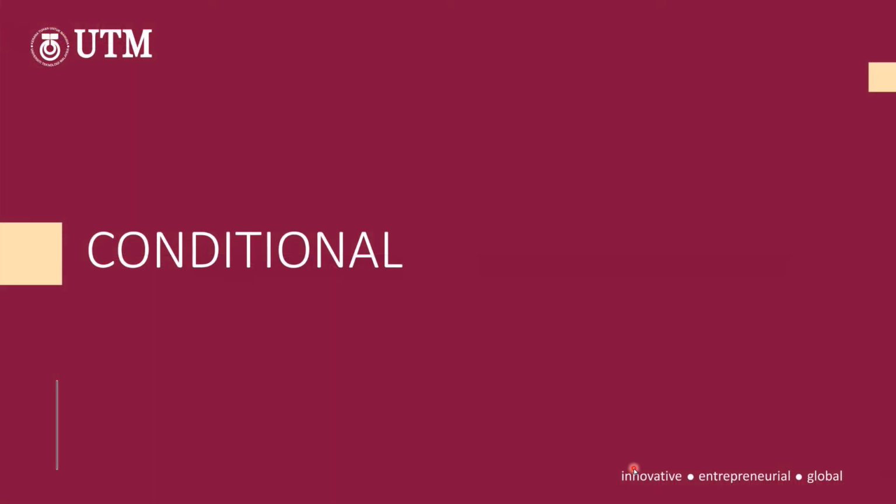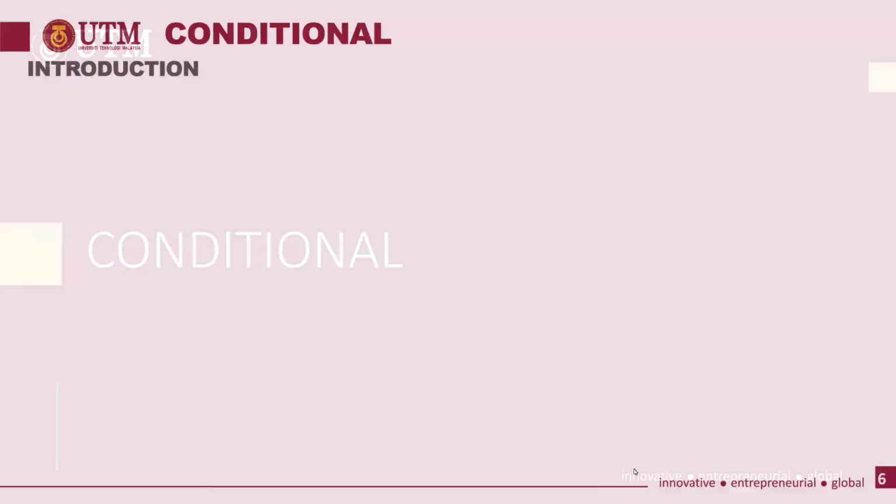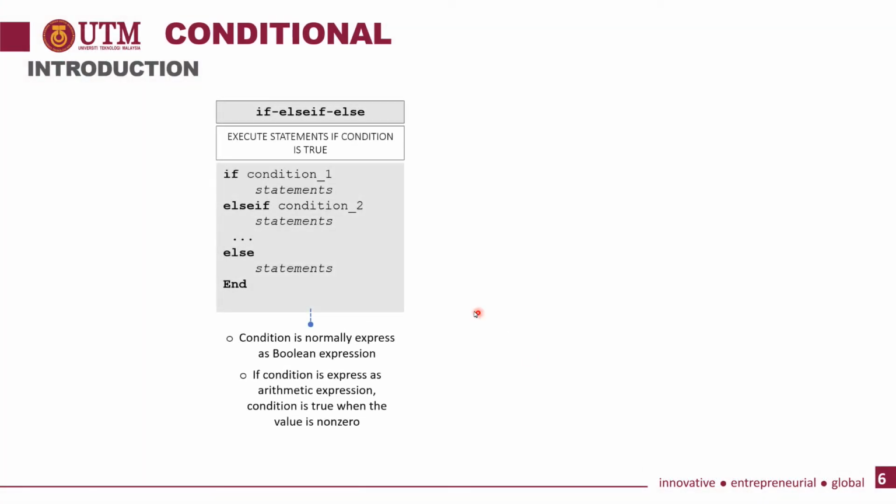Okay, so the first part of this chapter is about conditional control for scientific programming. So how you want to create and how you want to design a conditional program. All right, so the first type of conditional program is if else. If else. Okay, so this condition will execute a statement if the condition is true.